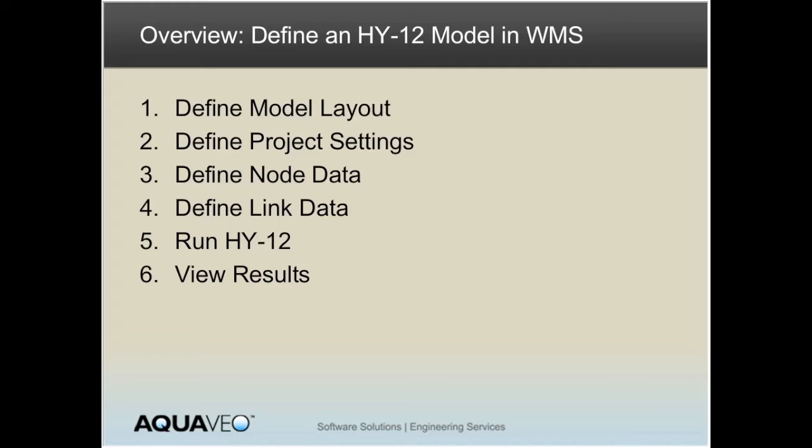Third, define node information. This could include inlet and access hole information, rational method parameters, and outfall parameters. Fourth, define link data, which includes the geometry and associated information for each pipe or channel. Fifth, run HY-12. Sixth, view the results from running HY-12, including the hydraulic grade line, detailed text file output, and the elevations in the storm drain network.